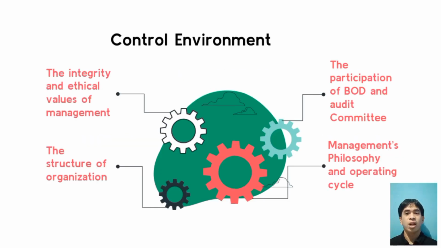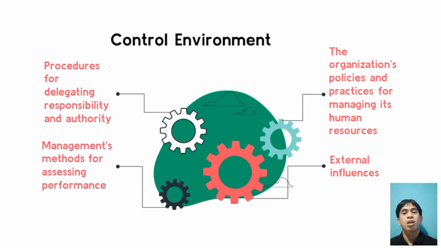So these are the important elements of control environment: the integrity and ethical values of management, the structure of the organization, the participation of the organization's board of directors and audit committee, the management's philosophy and operating style, the procedures for delegating responsibility and authority, the management's method for assessing performance, the external influence, and lastly, the organization's policy and practices for managing its human resources.